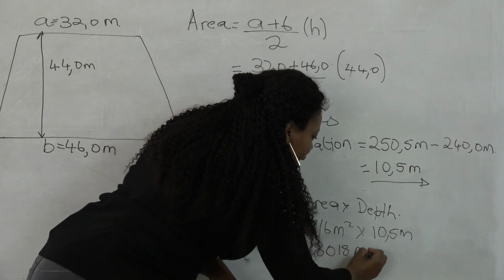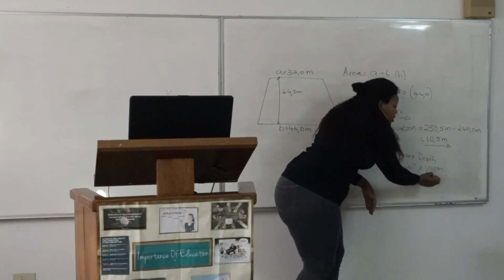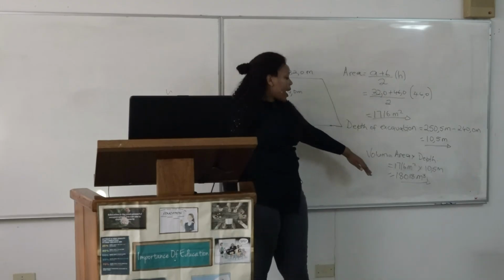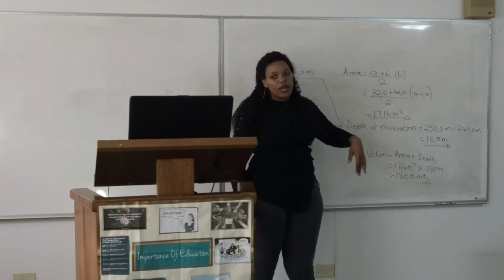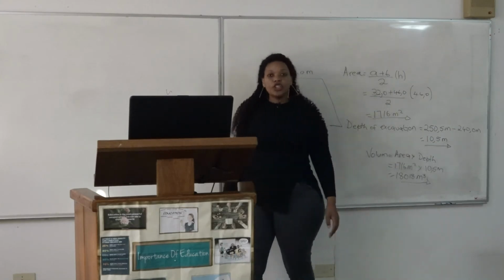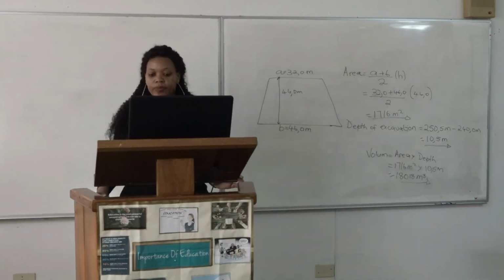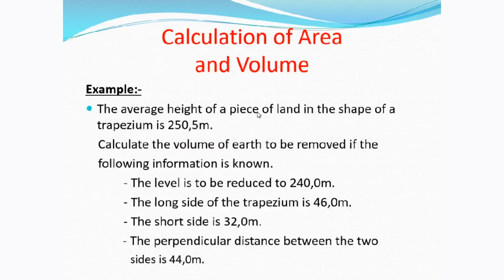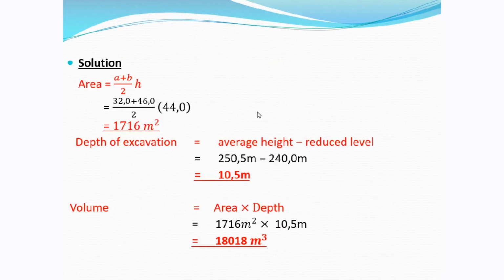18,018 cubic meters, because now we are dealing what? We are dealing with the earthworks. When we are calculating for the volume, the unit measurements are in cubic meters. As you can see, this is the solution here.